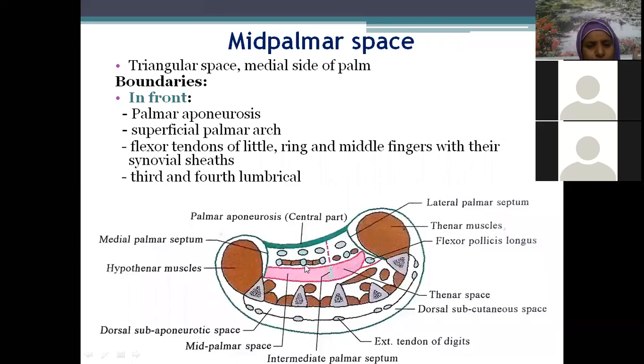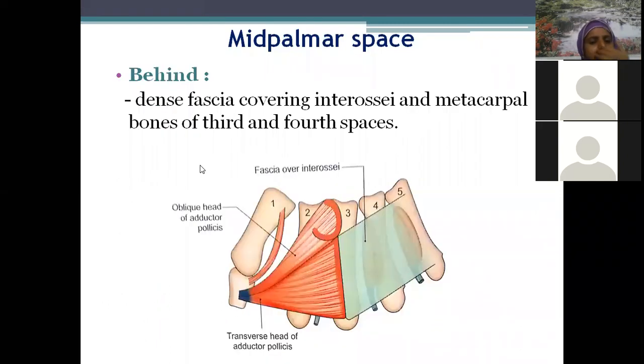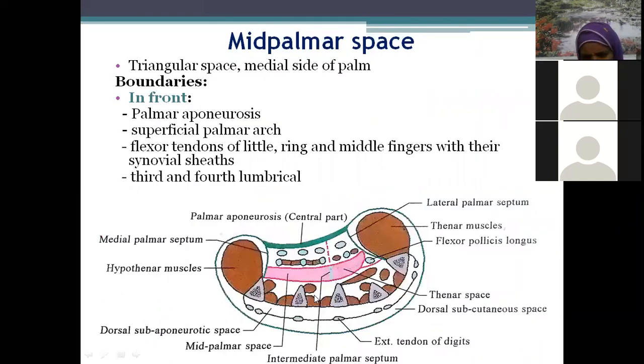Then you are finding these two lumbricals. Which two lumbricals are these? The third and fourth lumbrical. I told you counting should always start from the thumb, though the thumb is lateral. This is the first lumbrical, this is second, this is third, and this is fourth. So in the mid-palmar space, which lumbricals are we finding? Third and fourth lumbrical. So all these structures are found in front, forming the anterior boundaries. Now what is seen behind?